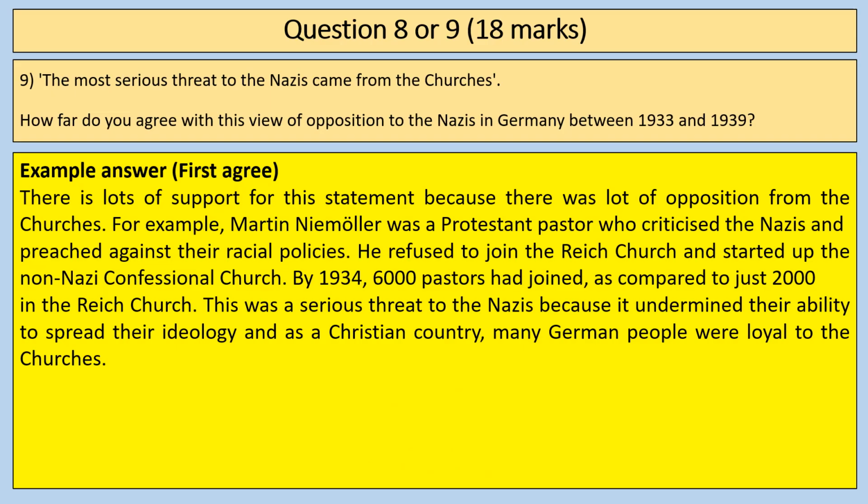There is lots to support for this statement because there was lots of opposition from the churches. For example, Martin Niemöller was a Protestant pastor who criticised the Nazis and preached against their racial policies. He refused to join the Reich Church and started up the non-Nazi German Confessional Church. By 1934, 6,000 pastors had joined as compared to just 2,000 in the Reich Church. This was a serious threat to the Nazis because it undermined their ability to spread their ideology, and as a Christian country, many German people were loyal to the churches.